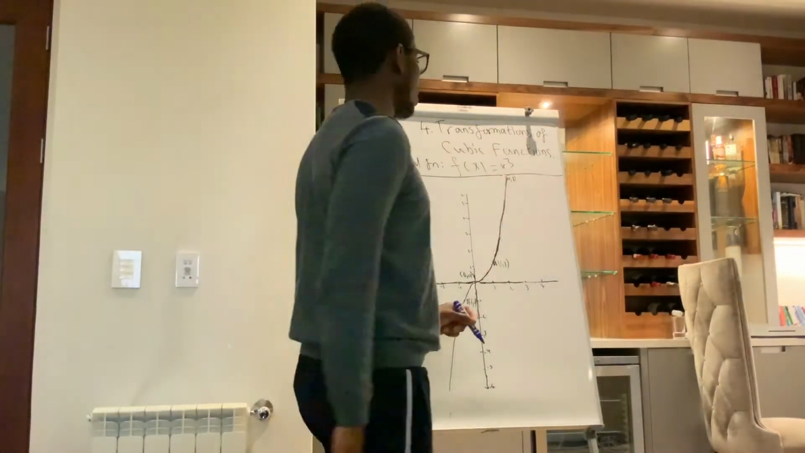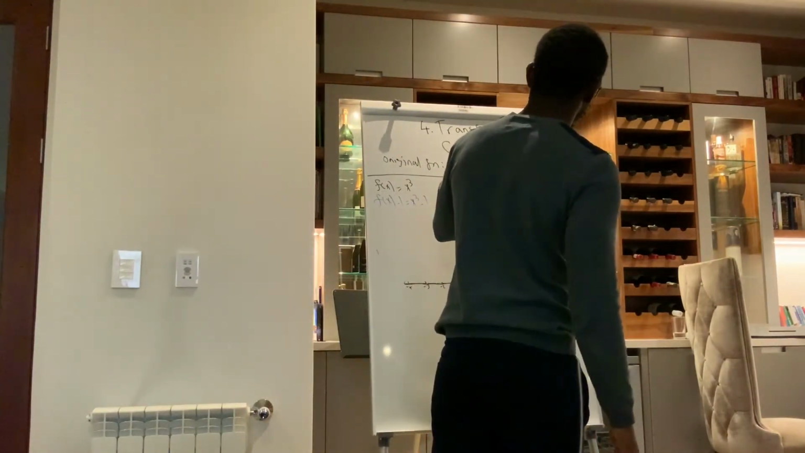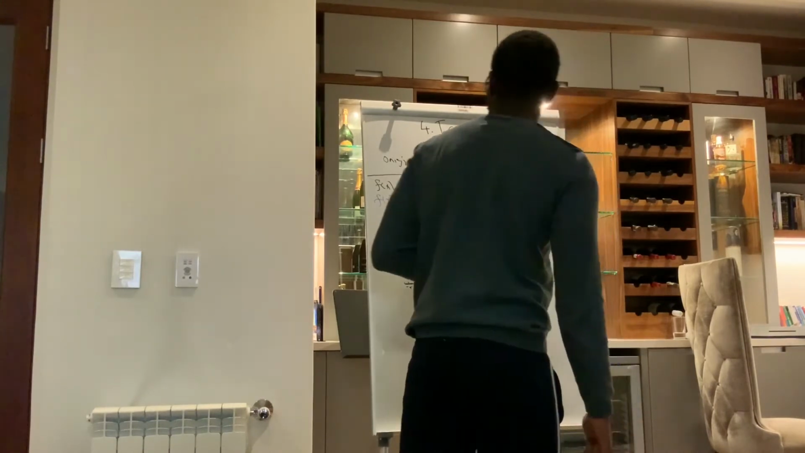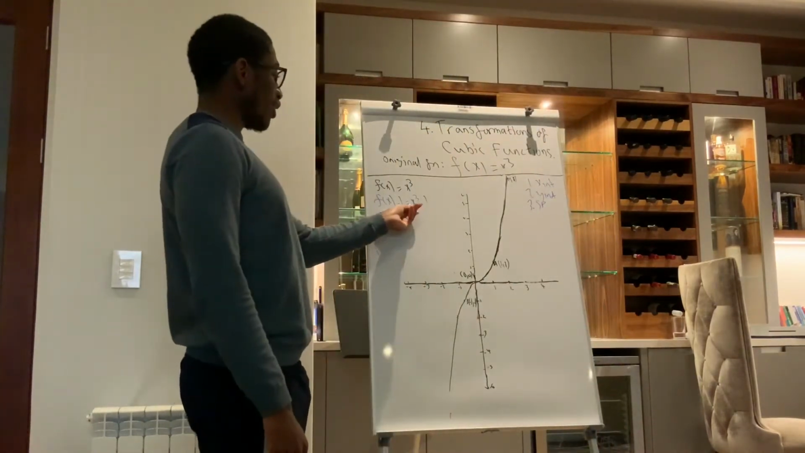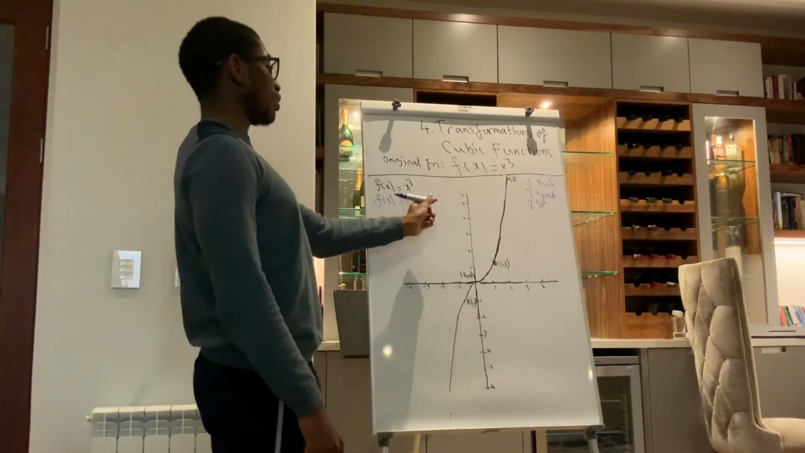Okay guys, as usual, the 3 steps: x intercept, y intercept, stationary point. Here we see that we're dealing with a new function, f of x minus 1, so x cubed minus 1.